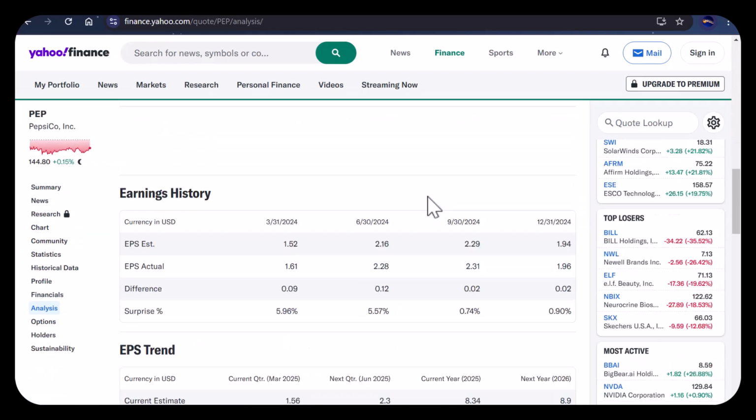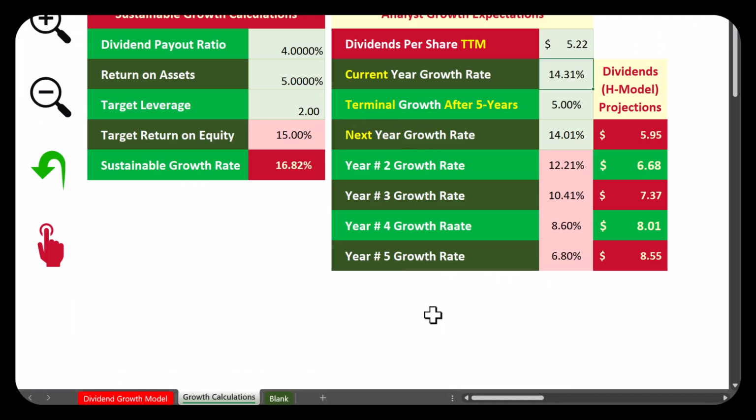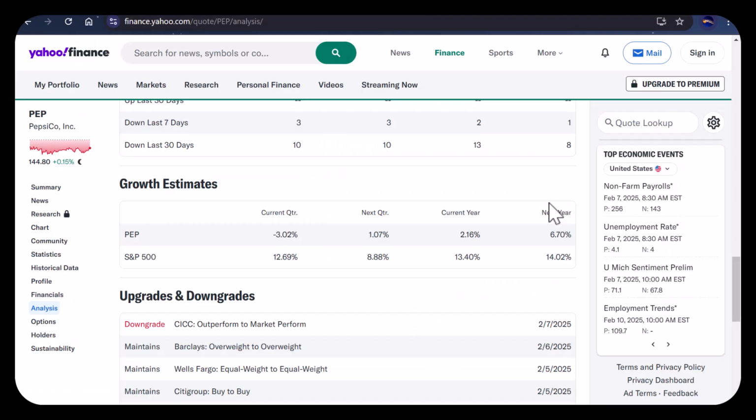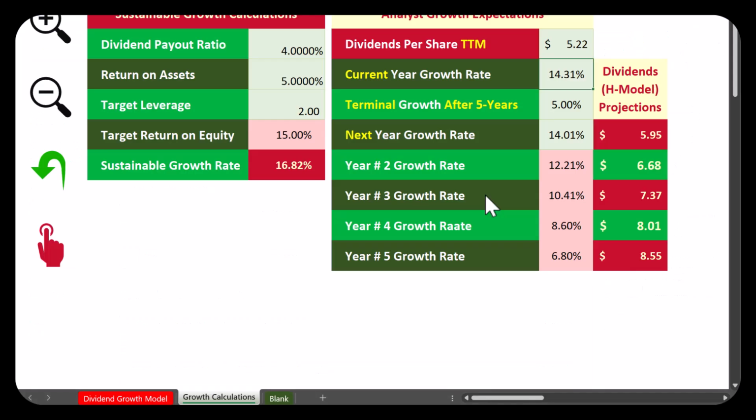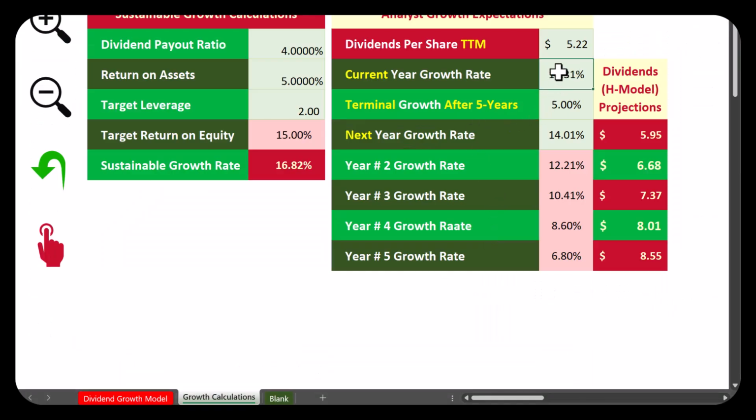Analysis. Growth estimate: current year 216, next year 670. As you can see, these are below expectations for the S&P 500. That is not terribly surprising because the S&P 500 is rather dominated by firms like Nvidia, Apple, and so on. Let's see, 216 and 670.